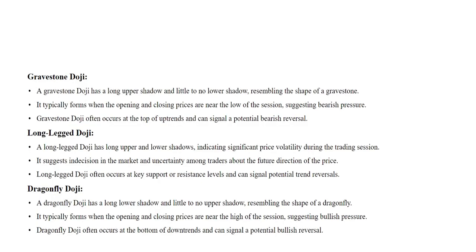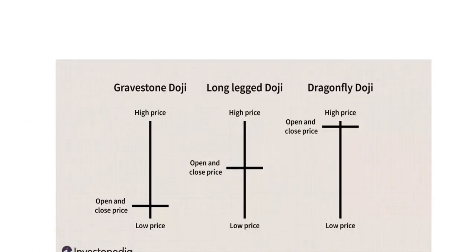So the gravestone doji does have a long upper shadow. It has little to no lower shadow, resembling the shape of a gravestone. It typically forms when the opening and closing price are near the low of the session, suggesting bearish pressure. Gravestone dojis often occur at the top of uptrends and can signal a potential bearish reversal. We have all seen that, probably, maybe. We've also seen what's called a shooting star, which would have a body. That's what I try to stay away from personally. I try not to buy that at all.